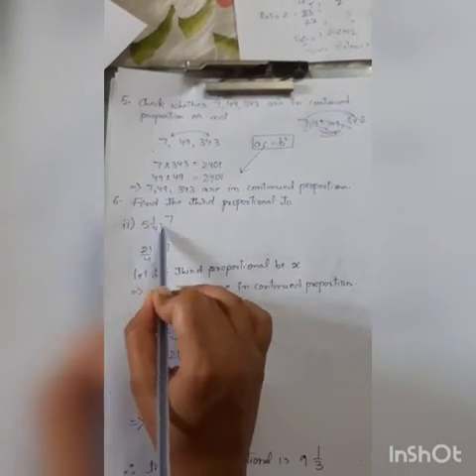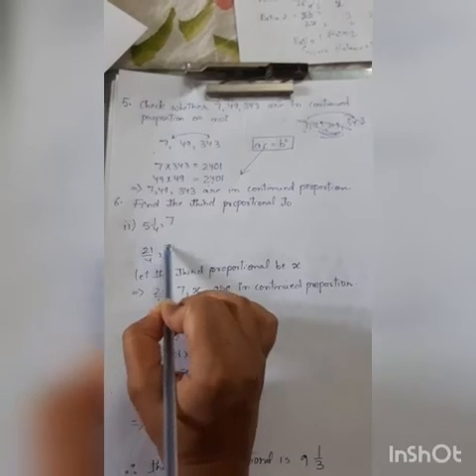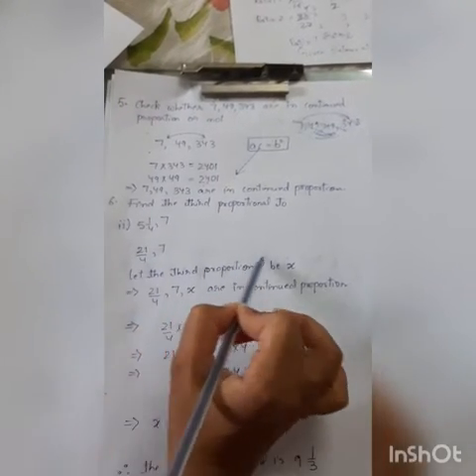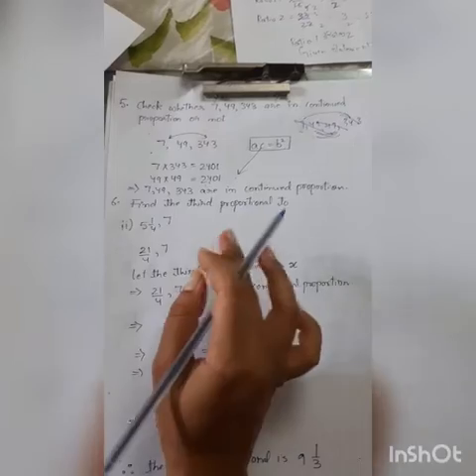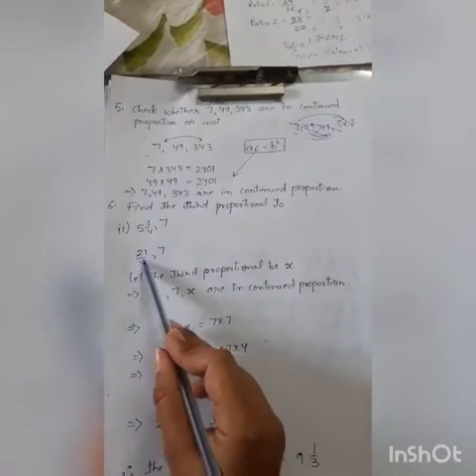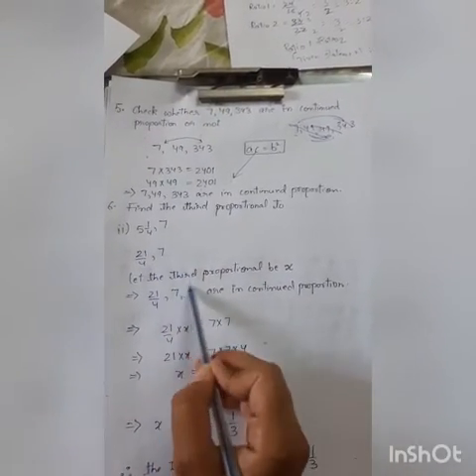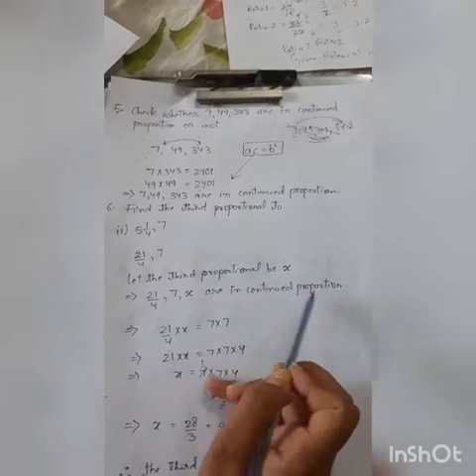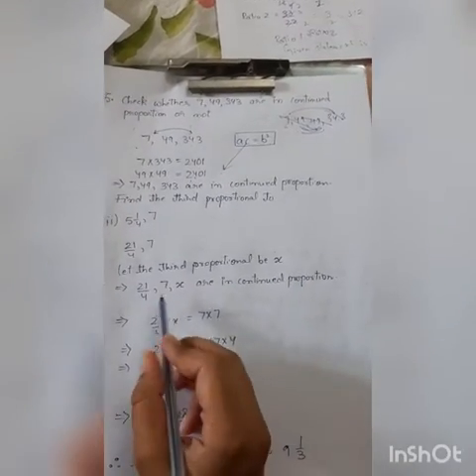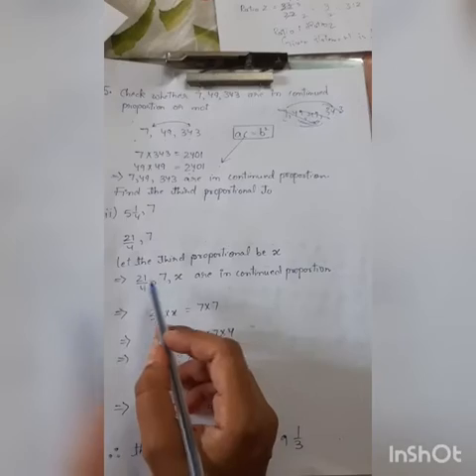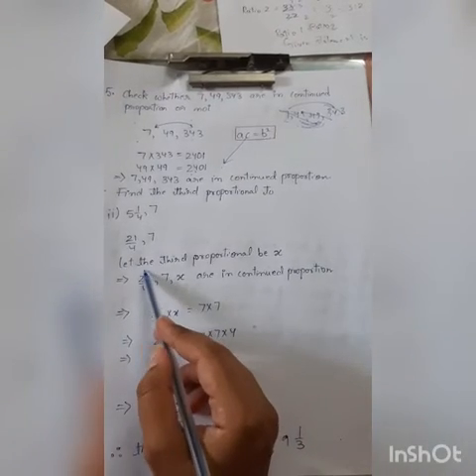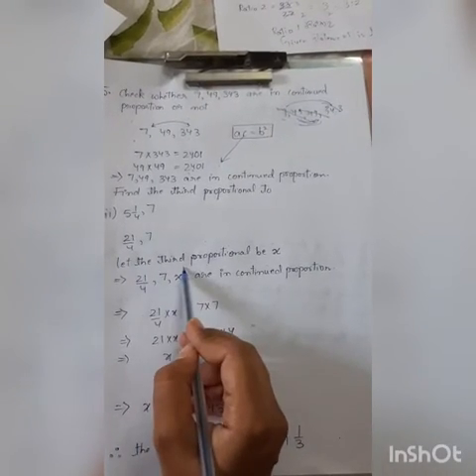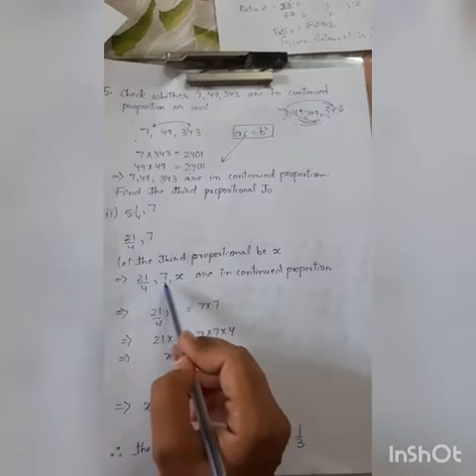So I have just changed this mixed fraction into improper, 21 by 4, comma 7. I said let the third proportional be x. This third term we have assumed to be x. This implies students that 21 by 4, comma 7, comma the third term, will be in continued proportion. So if they are in continued proportion, what will be the next mathematical statement? The product of 21 by 4 into x is equal to 7 into 7.